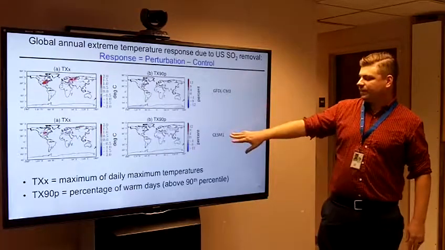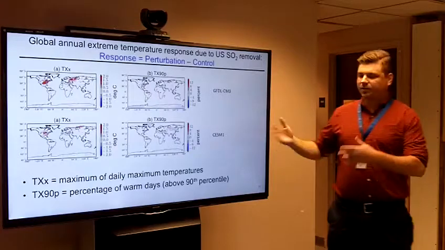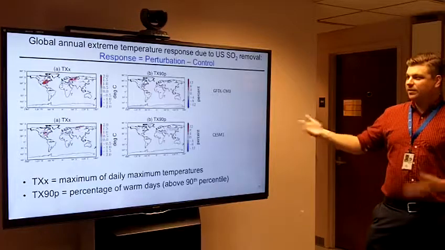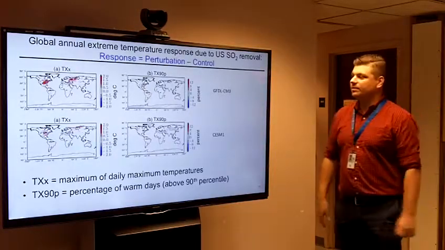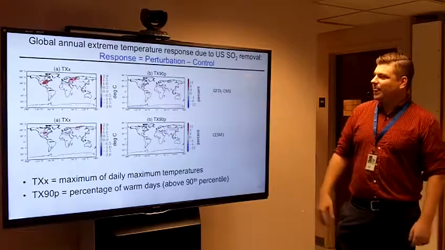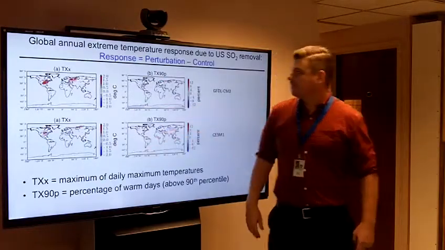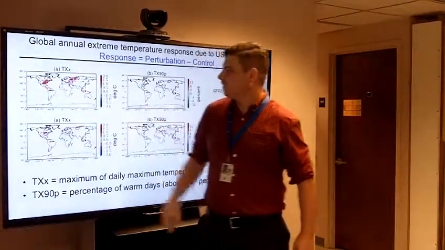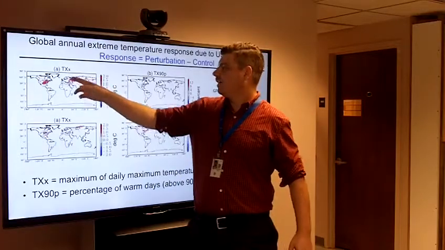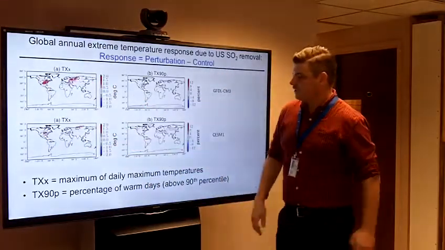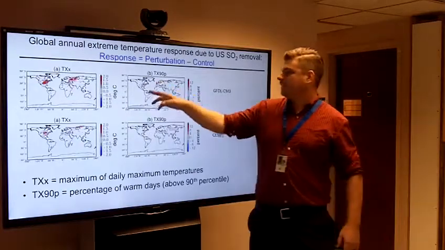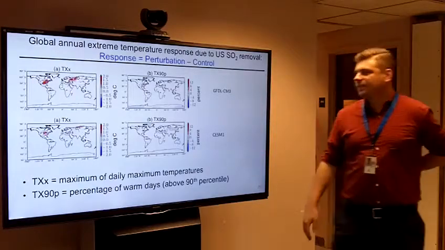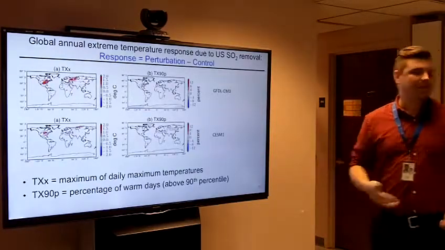In the GFDL model and the CESM model, this part is ongoing work, so I'm still processing the GISS results. This, of course, all requires daily data, so it tends to be a bit process intensive. But we get similar kinds of responses to US SO2 in both of the models. You see increases in extreme temperature in the eastern US, some things going on in the northern parts of Europe or Asia, and then similar ideas in the TX90P metric for GFDL and CESM. So aerosols seem to be also affecting extreme precipitation, not just the mean.